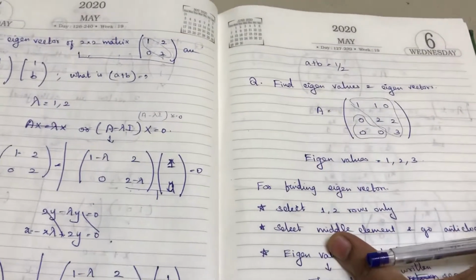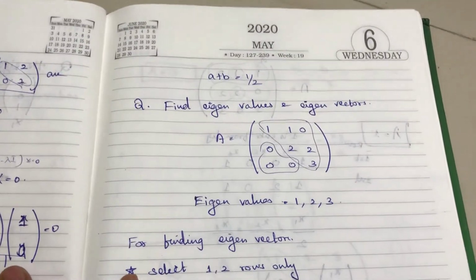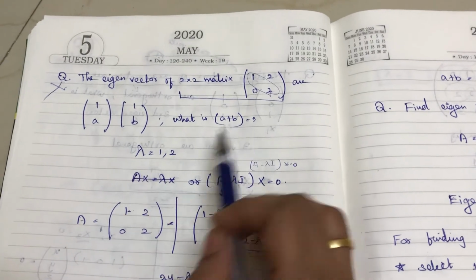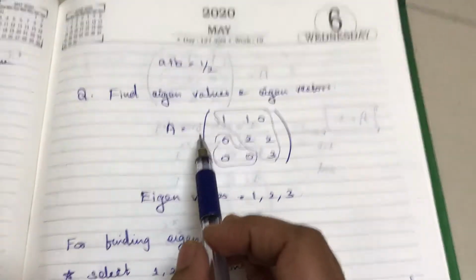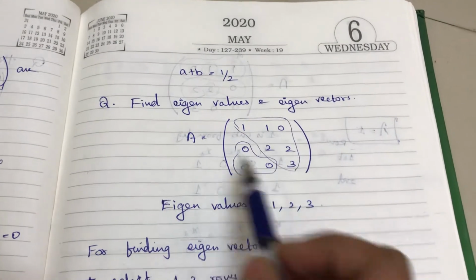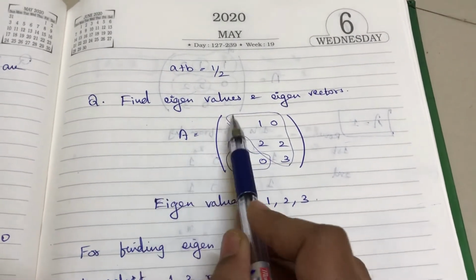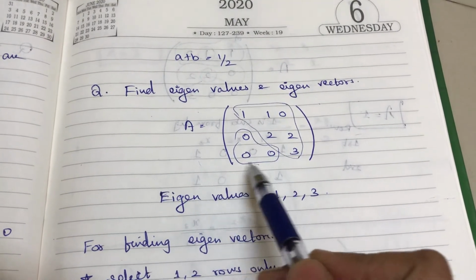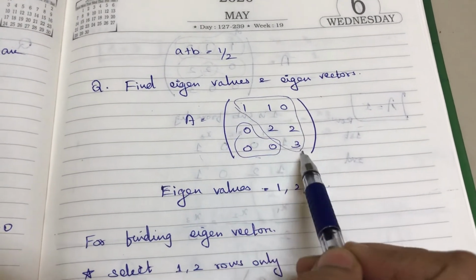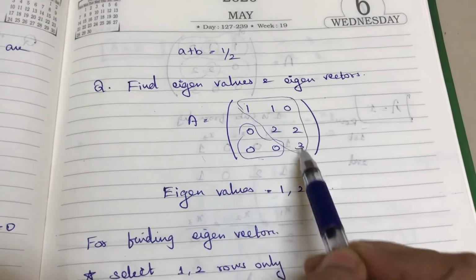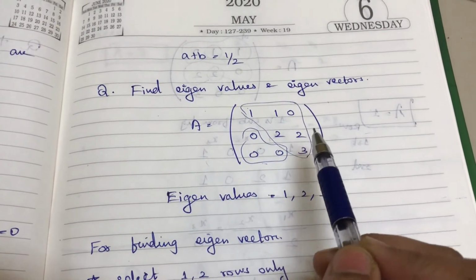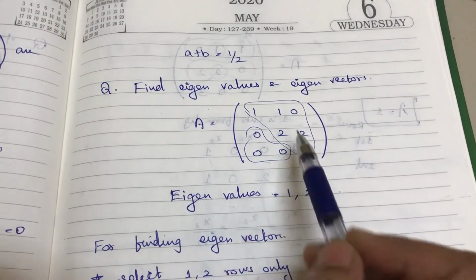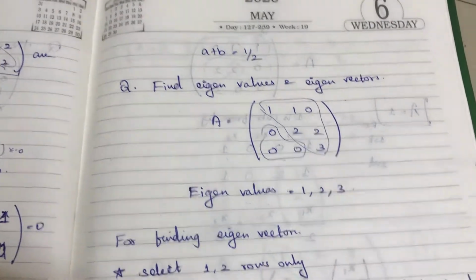Okay, let's see another sum here. These sums are the same as the previous one, so you can easily solve this. For time saving, I am just showing the other sum. Find eigenvalues and eigenvectors. They have given one matrix. You can easily see here, if we draw a triangle along the numbers, it is on the upper side, so it is an upper triangular matrix. For an upper triangular matrix, the eigenvalues are nothing but the diagonals. So I have got the eigenvalues.